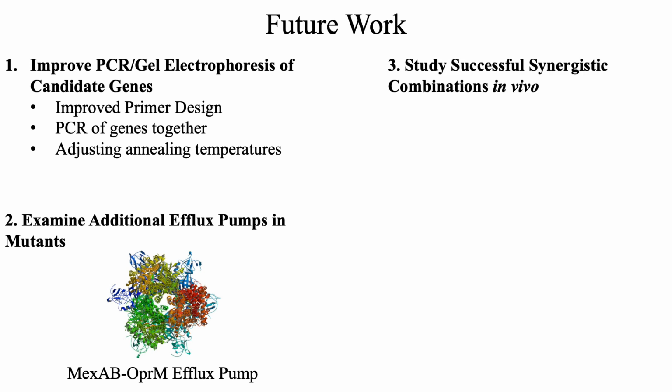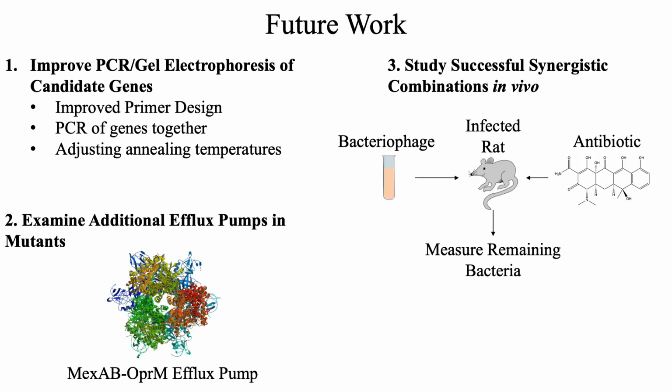Lastly, study of successful synergistic combinations in vivo, or in an organism, would prove beneficial. By taking an infected rat and administering phages and antibiotics at the same time, the measurement of the remaining bacteria can prove this dual therapy's effectiveness compared to antibiotics alone or viruses alone.